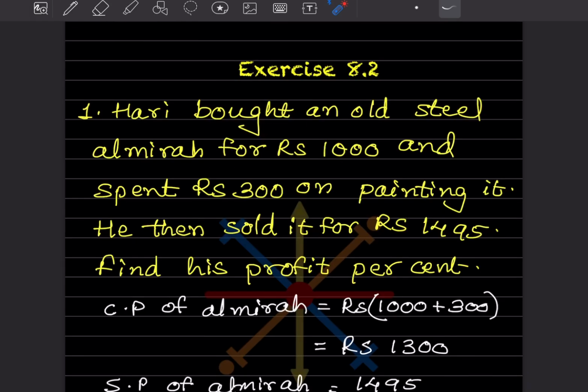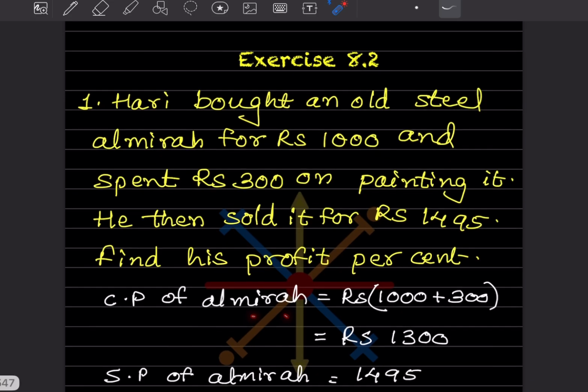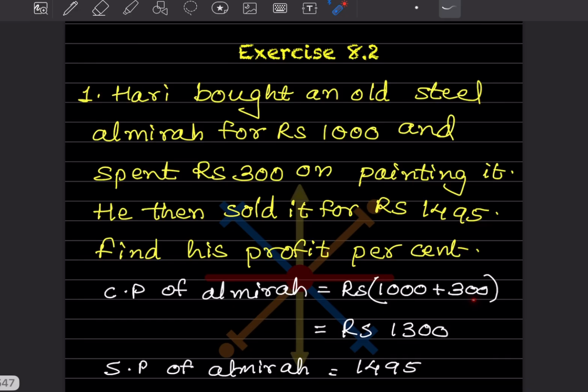Now let us see exercise 8.2. Hari bought an old steel almirah for rupees 1000 and spent rupees 300 on painting it. He then sold it for rupees 1495 and you have to find his profit percent. So the cost price of the almirah is 1000, and he spent 300 on painting it, which will be included in the cost price. So 1000 plus 300, that will be 1300.